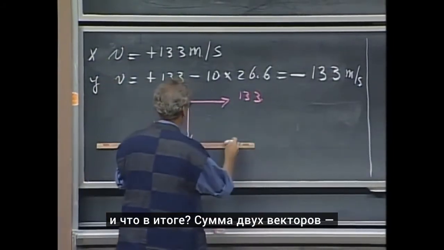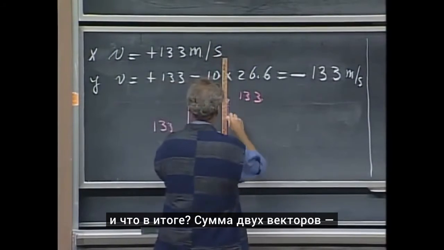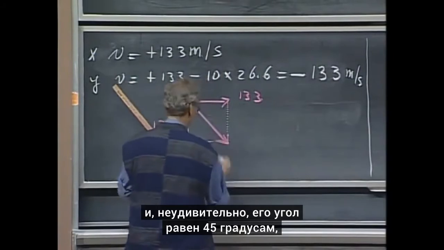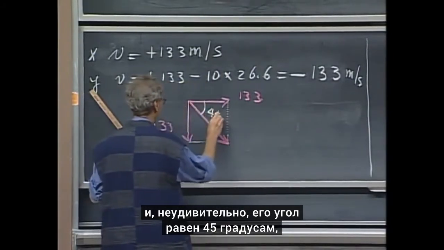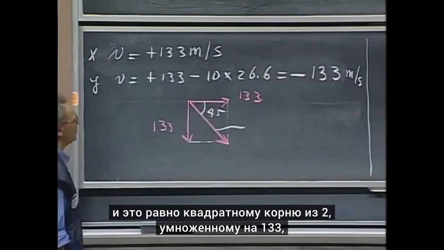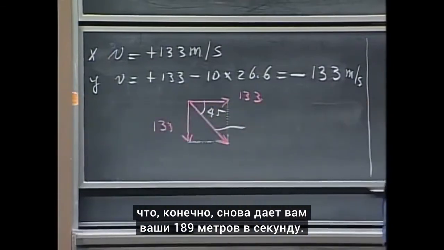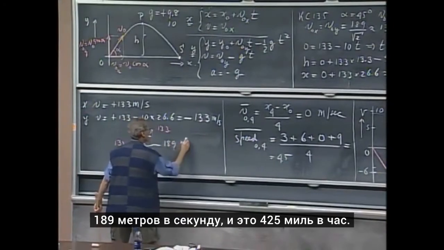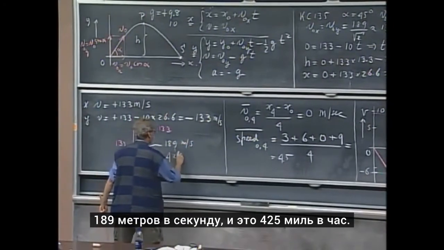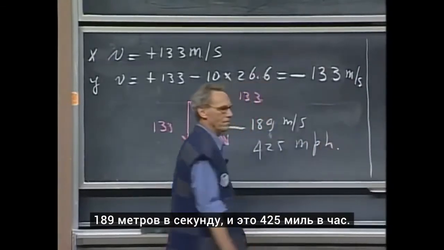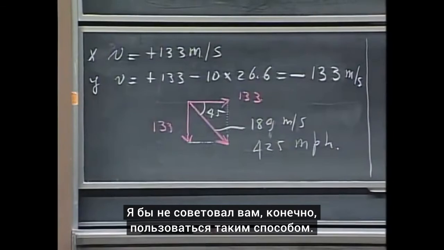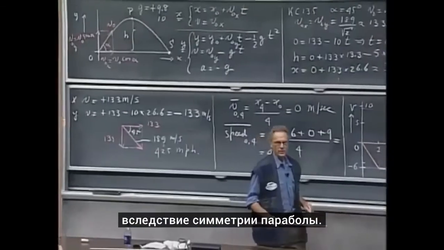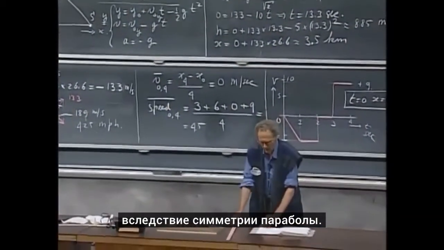And so what is the net? The sum of the two vectors. That, of course, is this vector. And no surprise, this angle is 45 degrees. And this one is the square root of 2 times 133. And that, of course, gives you back your 189 meters per second. And that is 425 miles per hour. I'm not recommending that you would do this, of course. It is perfectly reasonable to immediately come to that conclusion because of the symmetry of the parabola.